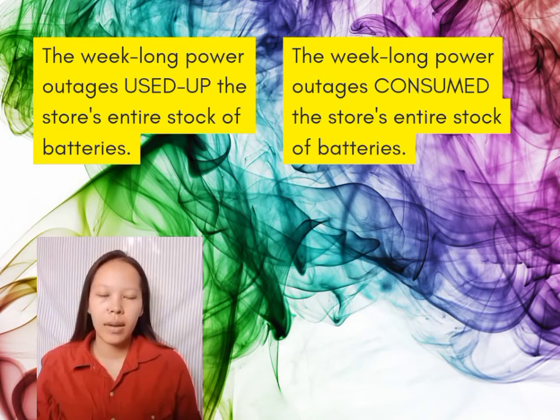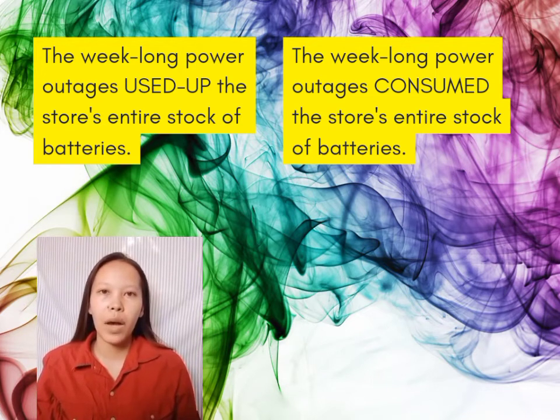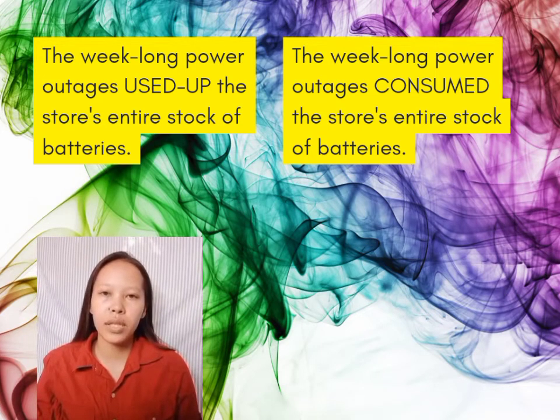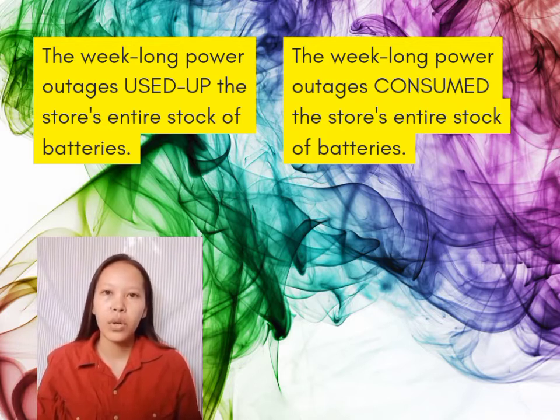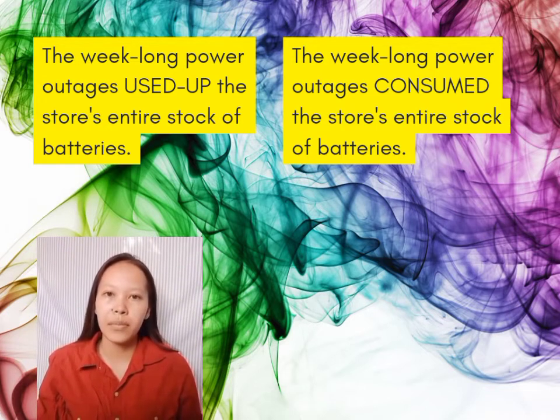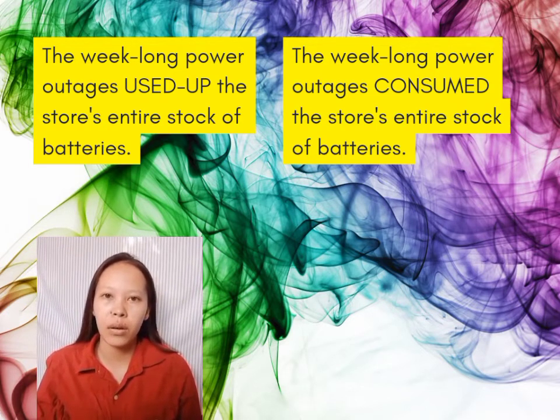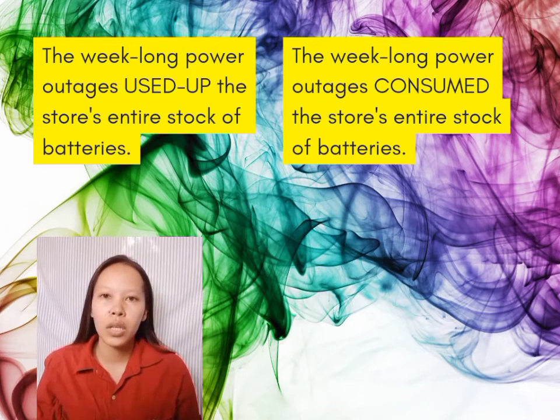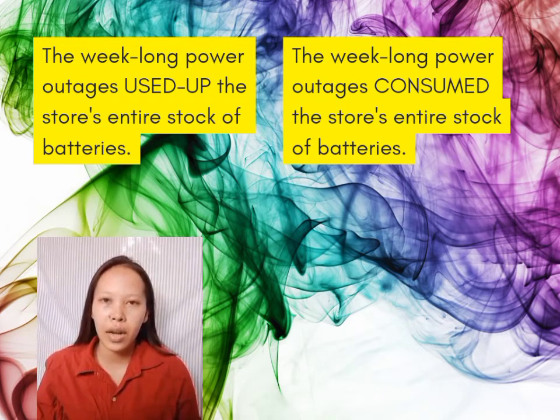The example of formality is: the week-long power outages used up the store's entire stock of batteries. Used up is a phrasal verb. So instead of using used up, we use consumed. So here is the result: the week-long power outages consumed the store's entire stock of batteries.